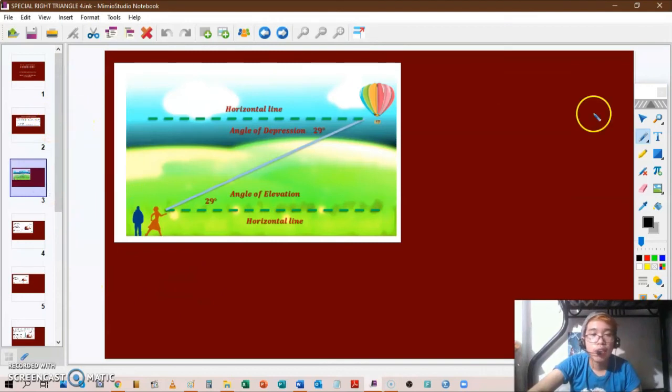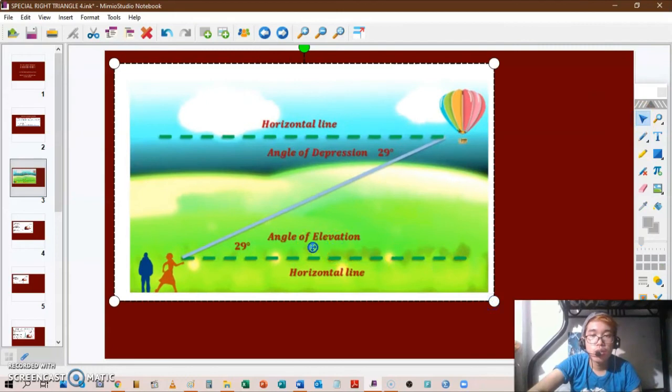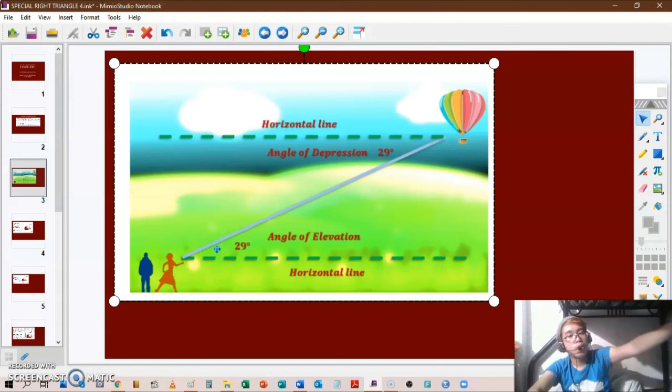So for example, let's try to zoom in on this one. The angle of elevation is when you look up. For example, we have this lady who's looking upwards at the hot air balloon, so she has an angle of elevation of 29 degrees, and the person on the hot air balloon is looking down at the lady on the ground at an angle of depression, which is 29 degrees.